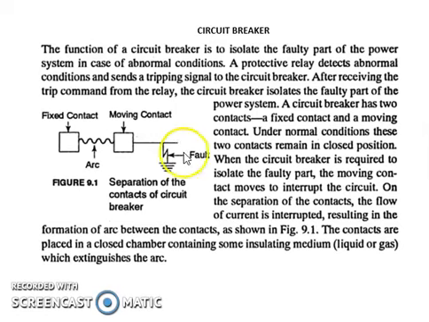A circuit breaker has two contacts. One is the fixed contact and the other one is the moving contact. The fixed contact and the moving contact remain in closed position under normal conditions. When the circuit breaker gets the trip signal from the relay, the moving contact moves to interrupt the circuit.